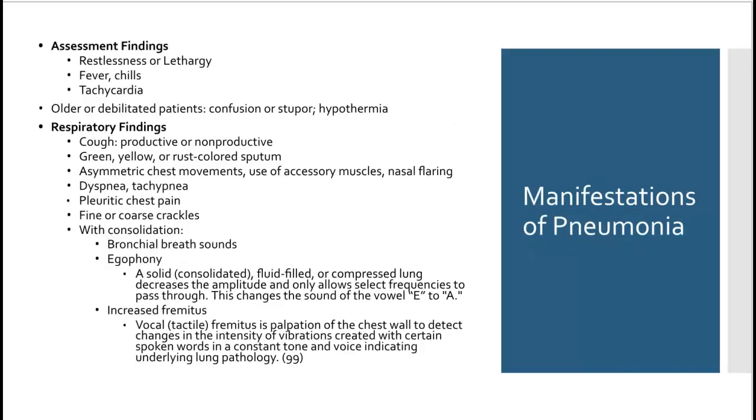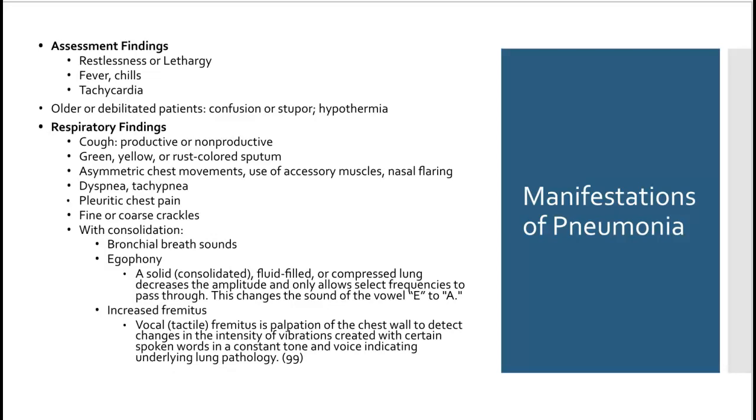So what assessment findings are we going to have with somebody with pneumonia? Restlessness or lethargy. Again, that is often going to be secondary to the hypoxemia. Fever, chills, tachycardia, and with our older patients, they may actually even not have a fever. Very common for them to have hypothermia. Debilitated patients can have confusion or stupor. Respiratory findings, cough may be productive or non-productive. If it is productive, it could be green, yellow, or rust-colored sputum.